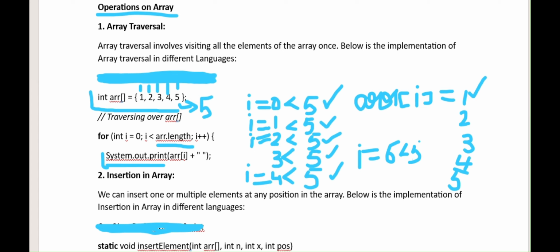It will come out of the loop. In this way, we can traverse an array using a for loop. Next, we are going to see insertion in an array, how we can insert an element in an array using an index.